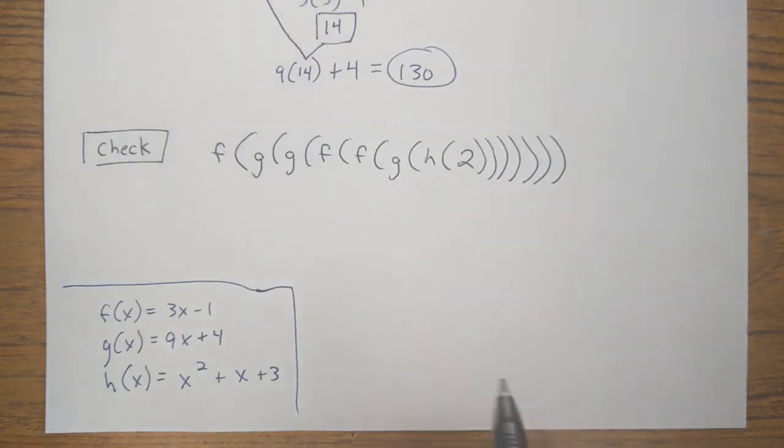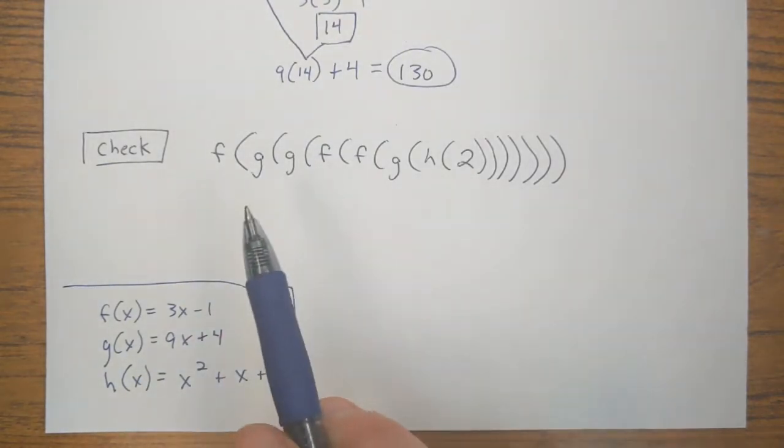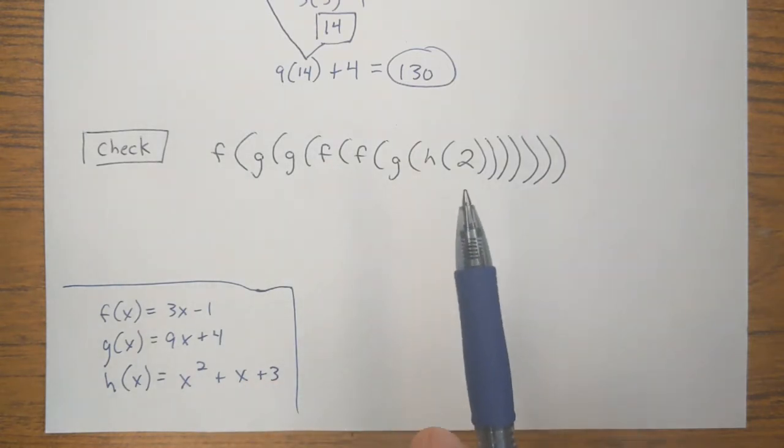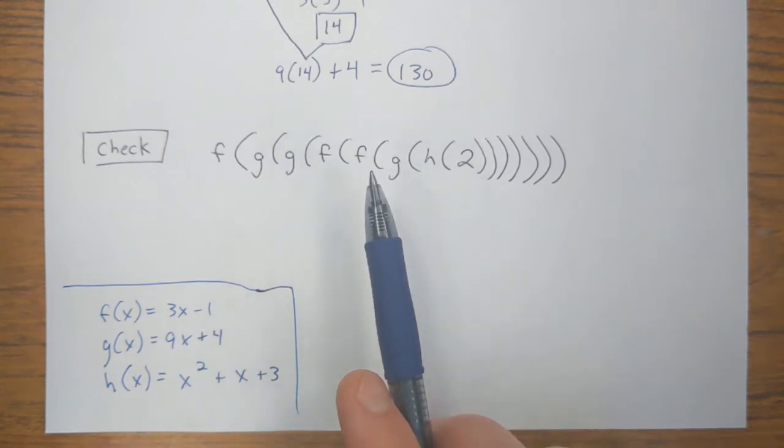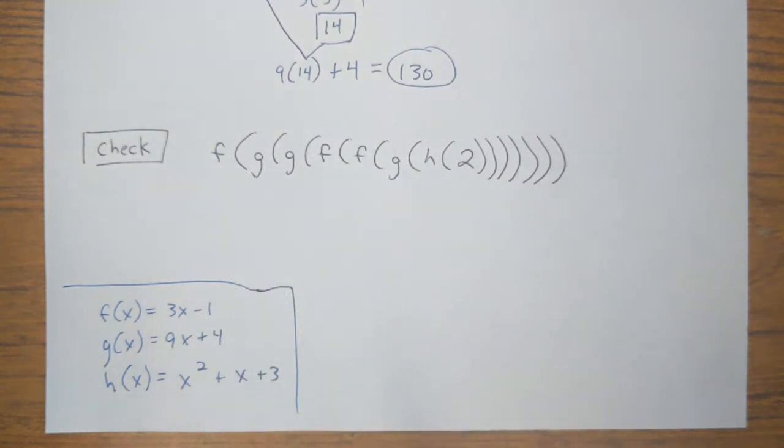Now, you're going to love me for this check problem. There's no limit to a composition. With compositions of functions, you can keep putting a function inside another function, inside another function, inside another function. You can do this forever and ever if you want to.